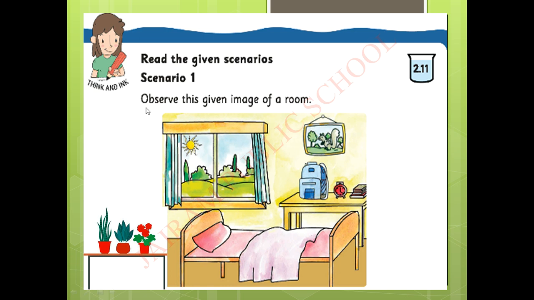Here two scenes are given in your book. It is a Think and Ink activity. Let us discuss scene first. Observe this given image of a room. So what is given here? A table, a chair, a bed, a bag. A window is there. Outside the window you can see the sunlight. Plants are kept here. Okay. Can we keep the plant inside the room? No. Let us discuss the question.